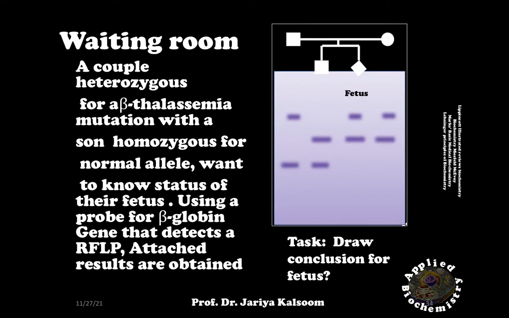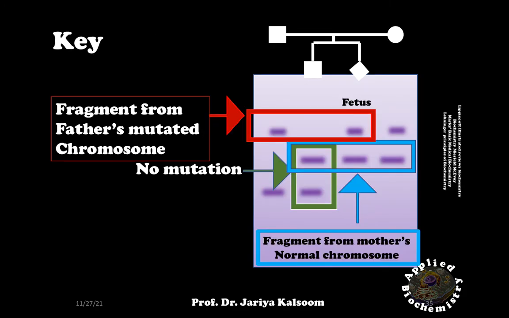For a couple heterozygous for beta thalassemia mutation, with a son who is homozygous for the normal allele, one can conclude that the two restriction fragments shown in this pattern are derived from chromosomes without mutation. It is also clear that the upper fragment came from the mother and the lower fragment came from the father's chromosome. The fetus has a fragment from the mother's normal chromosome. The other fragment, the top one on the blot, must have come from the father's chromosome with mutation. The fetus is therefore heterozygous for the mutation.